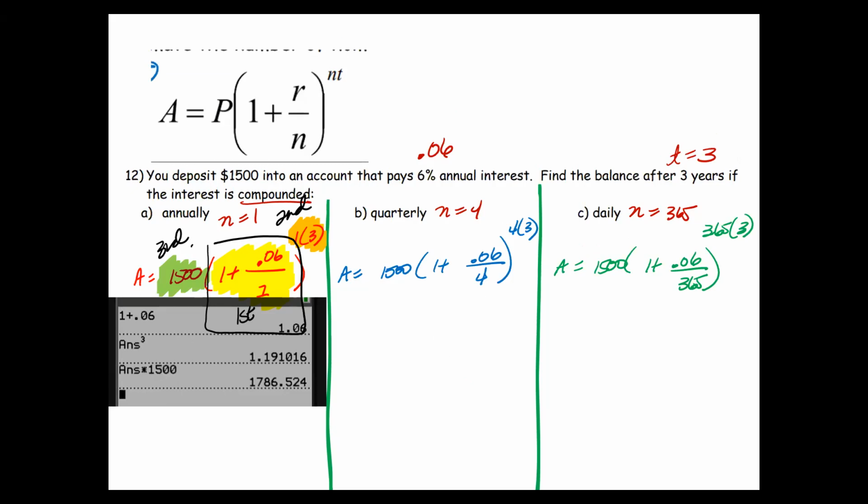The second one is going to be 1 plus 0.06 divided by 4. You got to put the parenthesis, so you have to be careful with it, okay? 3 times 4 is to the 12th power, times 1,500. That was not bad either. You get a few more dollars, but not significantly much more, but still something.